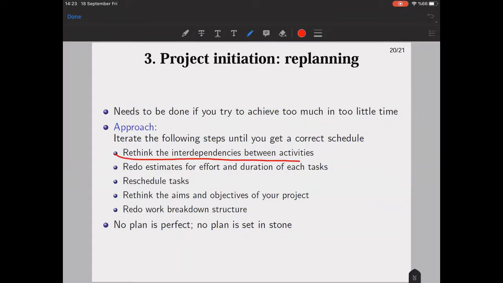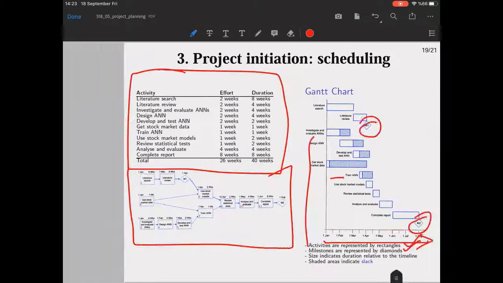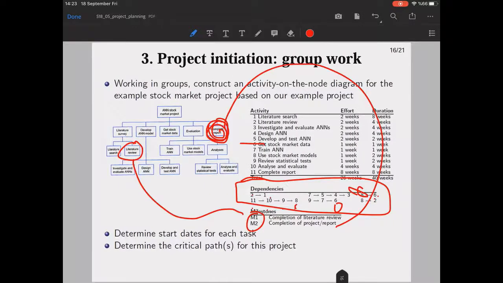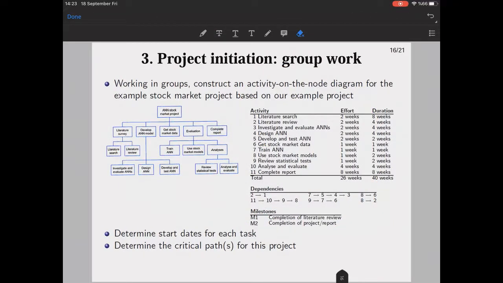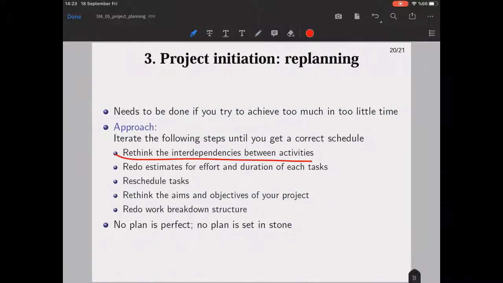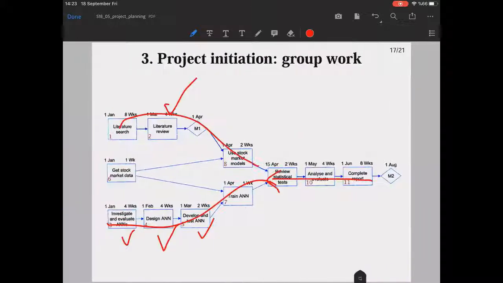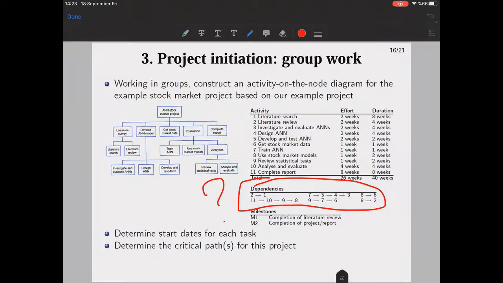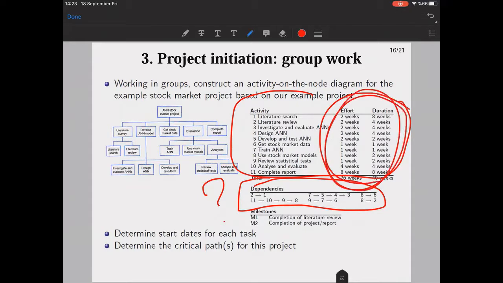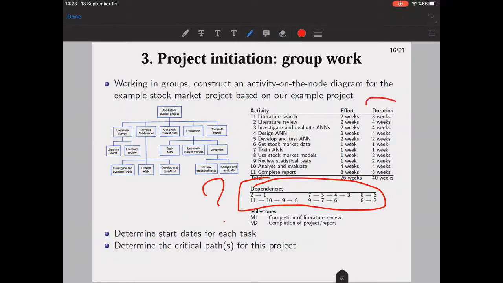Rethink the interdependencies between activities. I mean, are these well, or can I think of them in another way? These dependencies, can I change them? That's one way of re-evaluating or replanning. Redo estimates for effort and duration of each task. Okay, am I sure that these all take this much effort and duration? Can I cut them down, especially this part? I look at it.